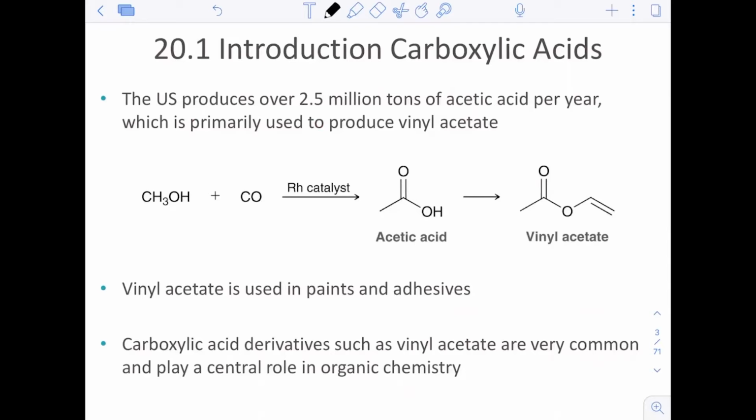Vinyl acetate is an ester. And that is what we are going to call one of our carboxylic acid derivatives, right? The carboxylic acid itself has the OH group. If this group is slightly different, but is still classified as a leaving group carbonyl, it is called a derivative of carboxylic acid.